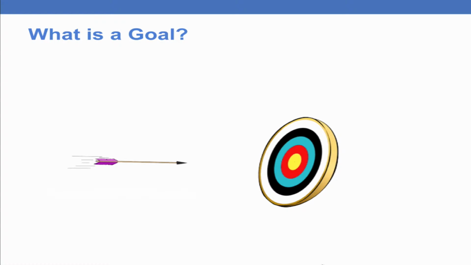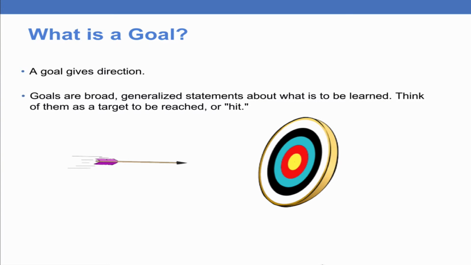What is a goal? Once a teacher has figured out what he or she is teaching, specific goals for the course can be determined. Then turn those goals into objectives. The difference between a goal and an objective is that a goal gives a direction, but an objective is measurable. Goals are broad, generalized statements about what is to be learned. Think of them as a target to be reached or hit.